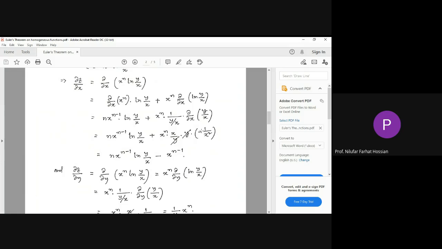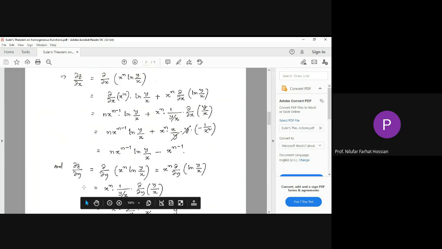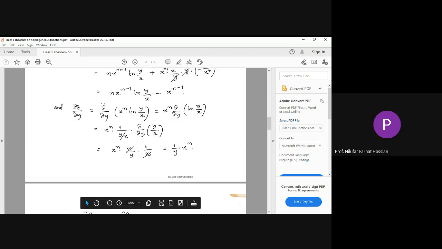There is a minus sign. And here in the upper side it is x to the power n plus 1 minus 2. This 2 is in the lower side. So ultimately the power will be n minus 1. So this is the value of the derivative del z by del x. Now we will find del z by del y. Find del z by del y.